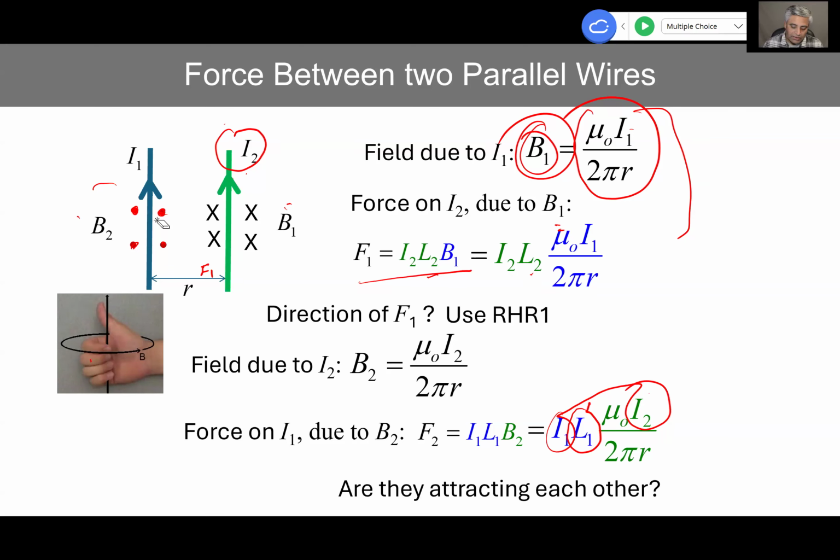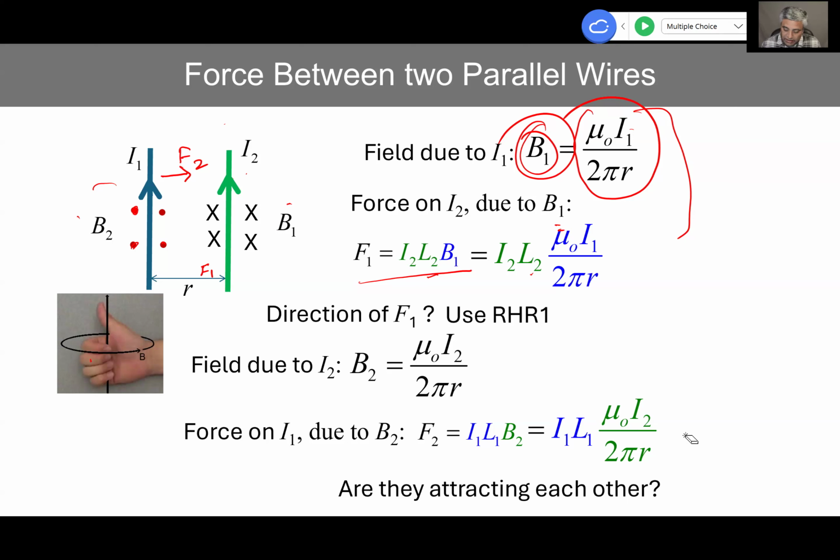Now how do I find the force? In the previous case, we crawled our finger towards the screen, but in this case we need to crawl our finger away from the screen, towards us. Again, we start with a flat palm, but this time it's pointing up because the fields are coming up, so we want to crawl these fingers up. Now the thumb is pointing towards wire number 2, so the force F2 is pointing that way.